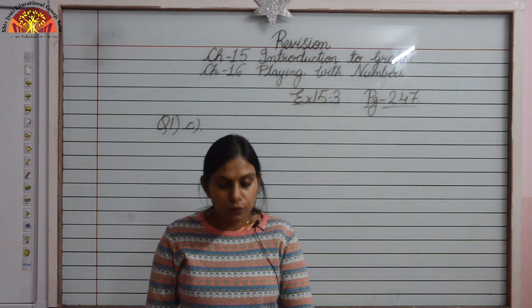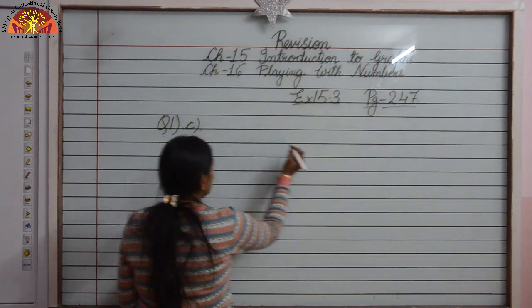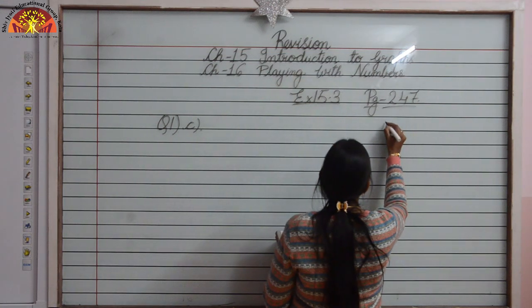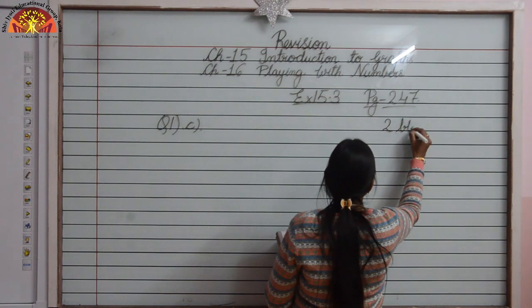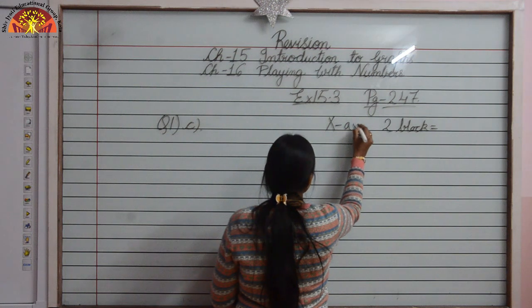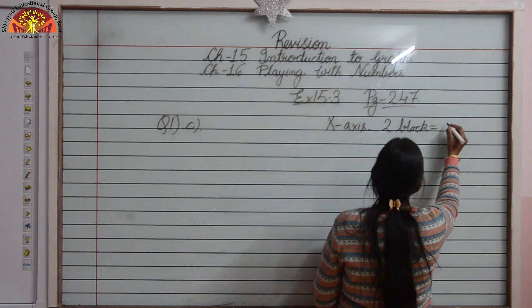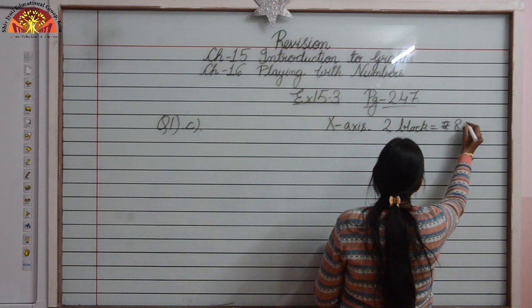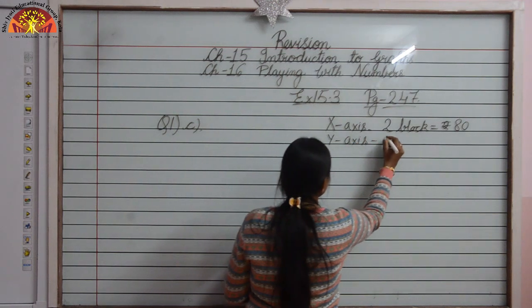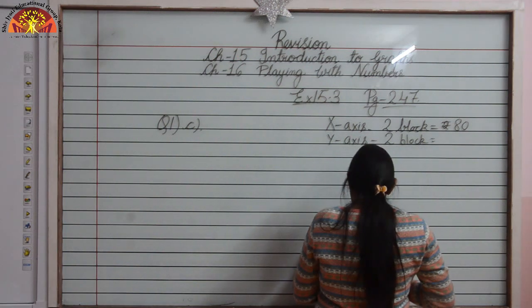Okay, first of all we'll plot a graph for this table. So please see the board. First of all we'll take the appropriate scale. I am taking 2 blocks on the x-axis equal to rupees 80, and on the y-axis 2 blocks equal to rupees 1000.